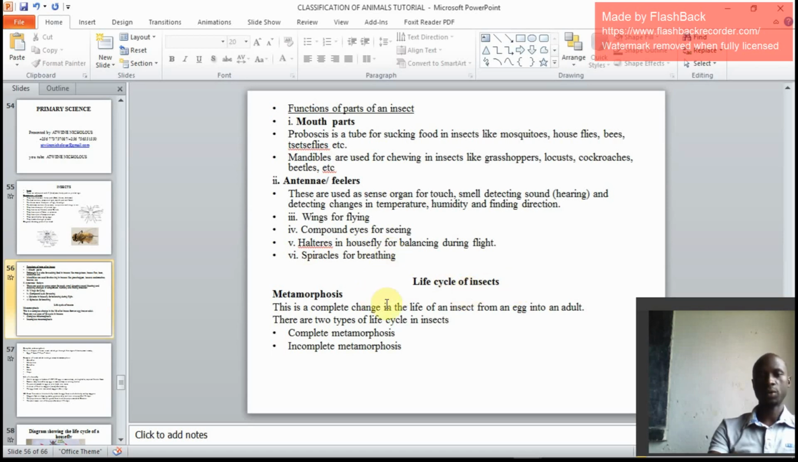We have life cycles or metamorphosis, and we are starting with complete. This is a complete change in the life of an insect from egg into adult. Metamorphosis is just the life cycle. How do insects progress biologically? That's why we are saying it is from eggs up to adult. We've got types of life cycles. We have insects which undergo 4 stages to become adults, and we say those undergo complete metamorphosis. We have others which undergo incomplete. These ones undergo 3 stages.